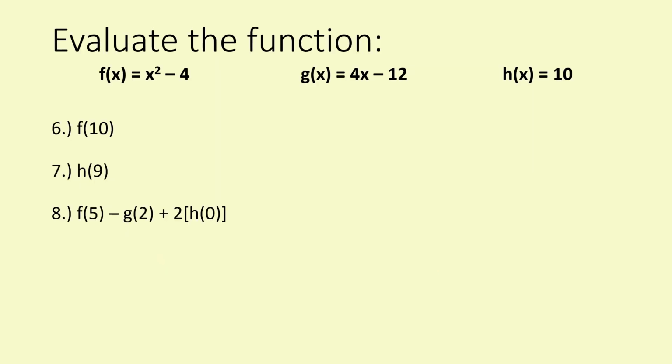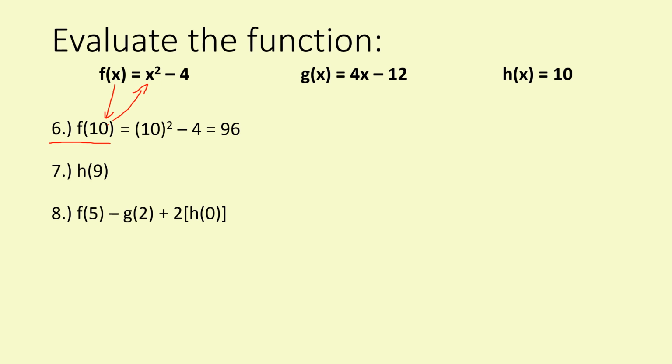On to evaluating functions. You can see up at the top here, we have 3 different functions. We have f of x, g of x, and h of x. Each has a different equation with it. And the first thing we're going to do is find f of 10. In place of the x, we have a 10, which means that 10 is just going to replace all of the x's in that equation. So instead of x squared, it's 10 squared minus 4, which equals 96.